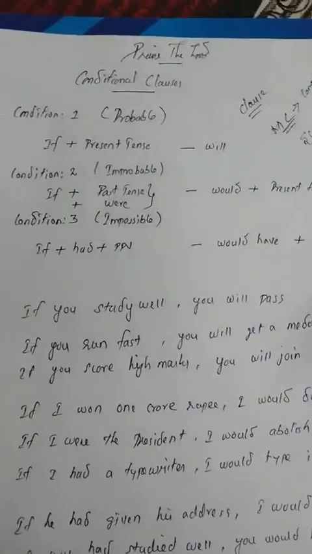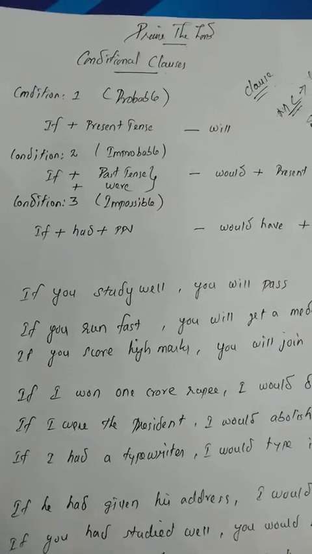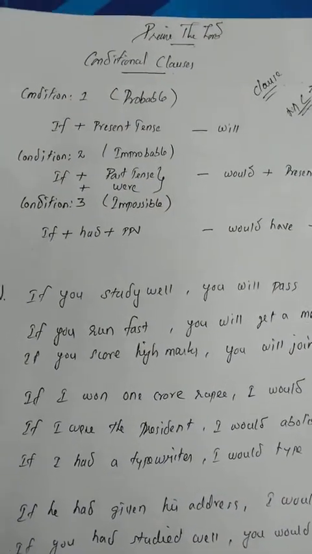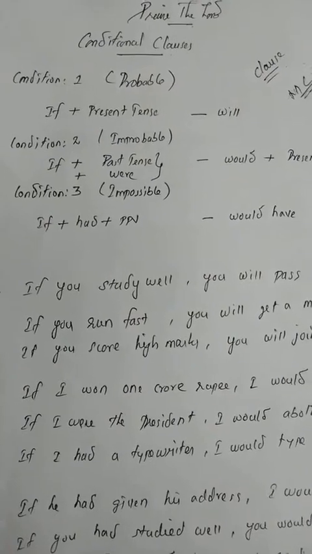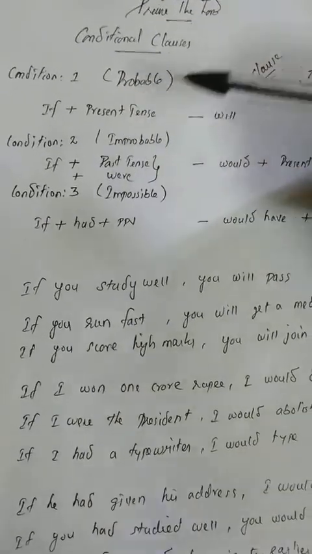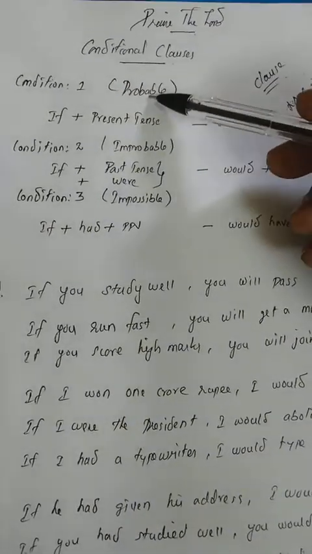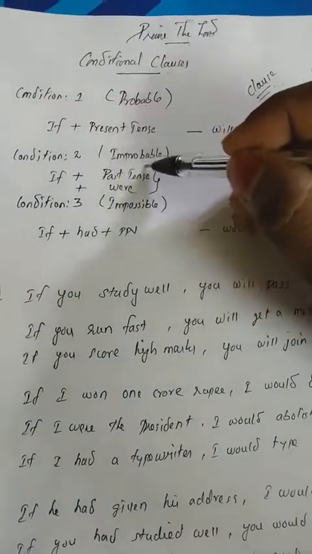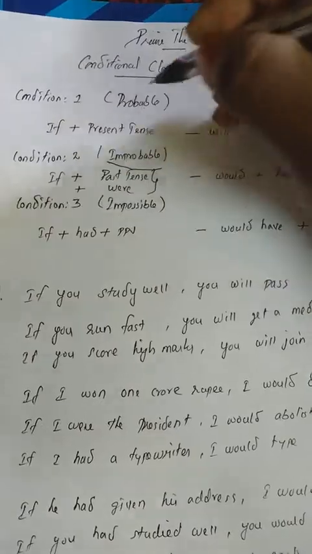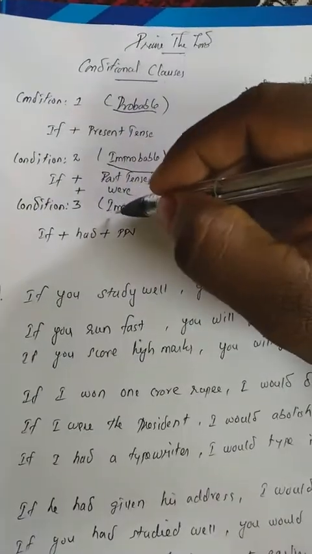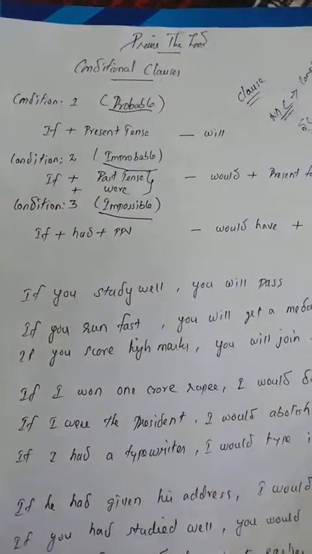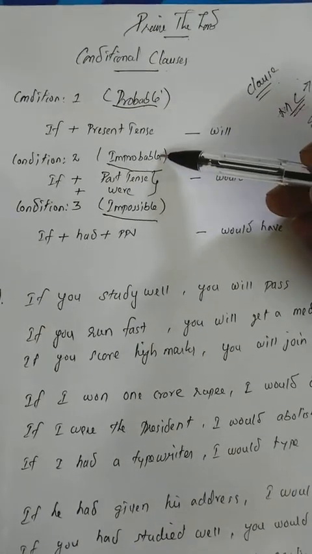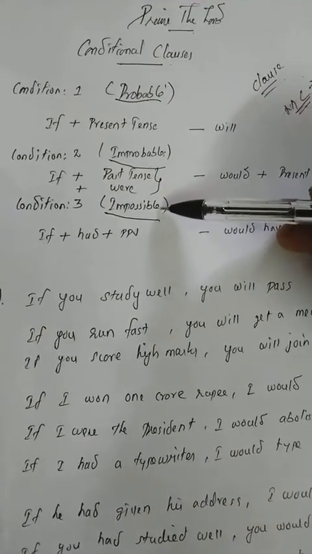So this conditional clause, we have four types. What are they? First is the probable condition. Second is the improbable condition. And third is the impossible condition.